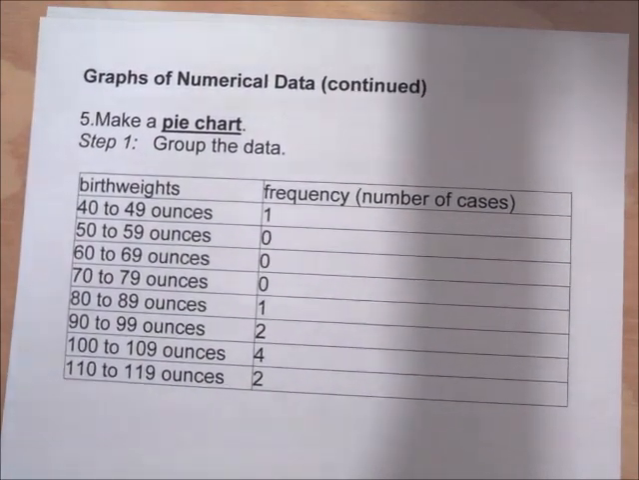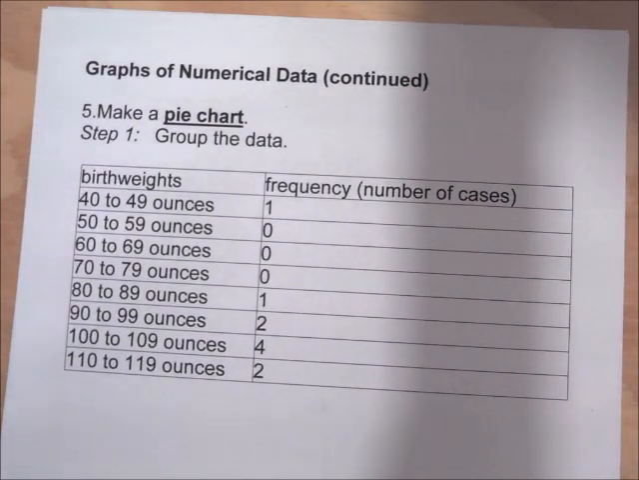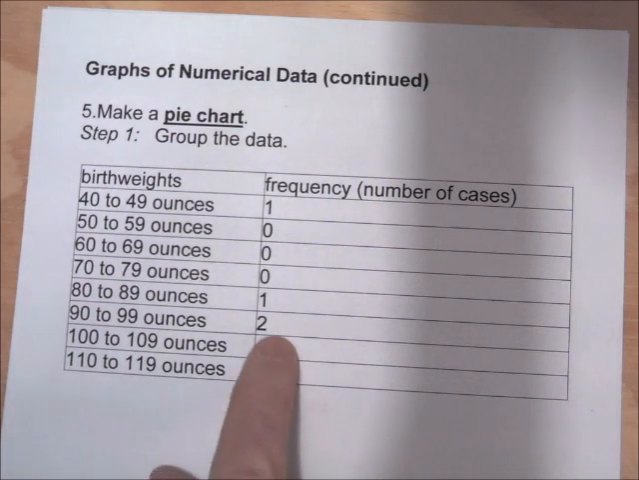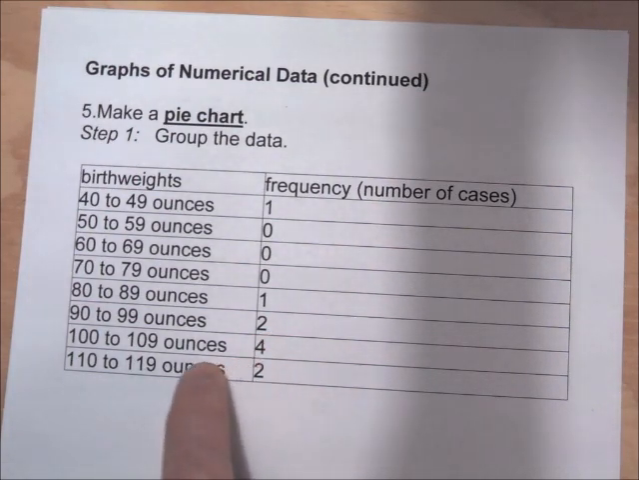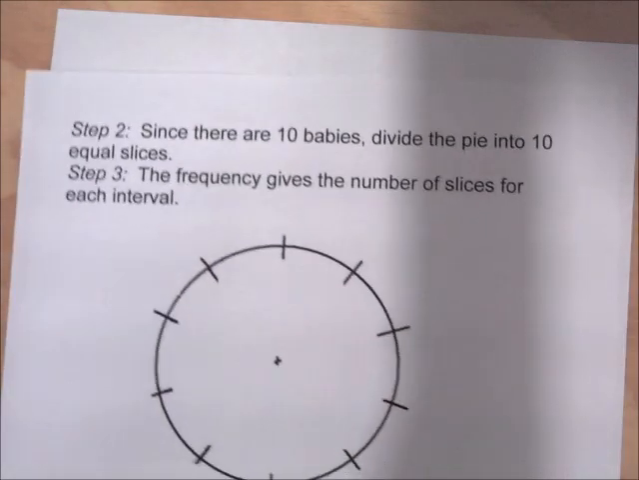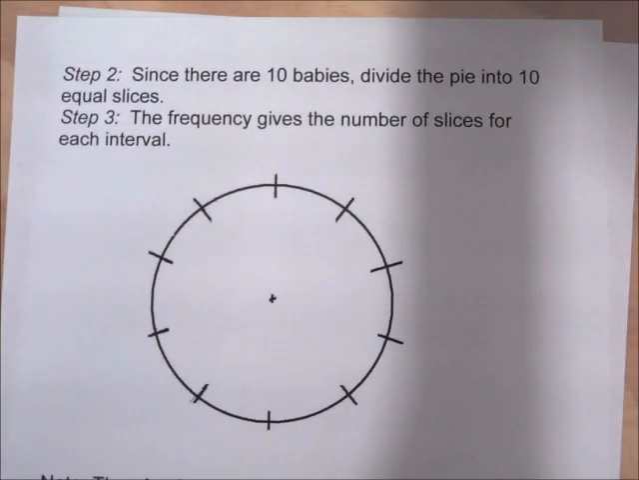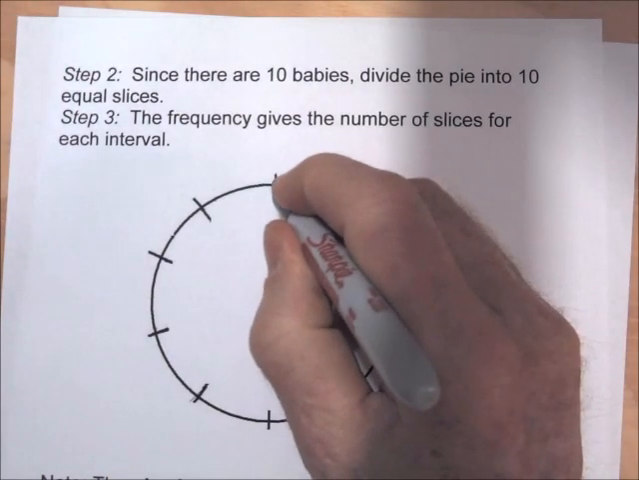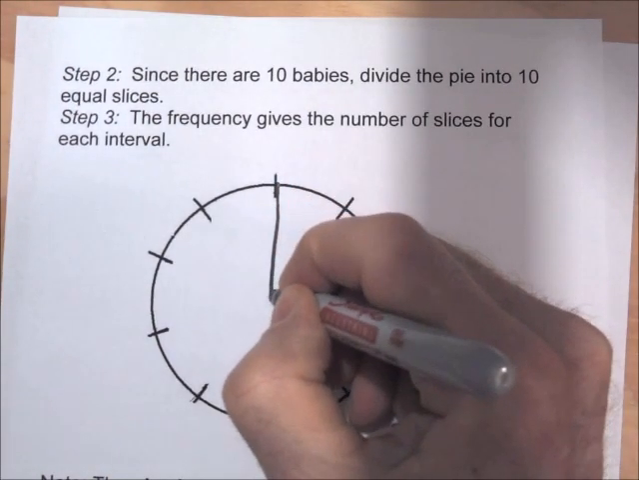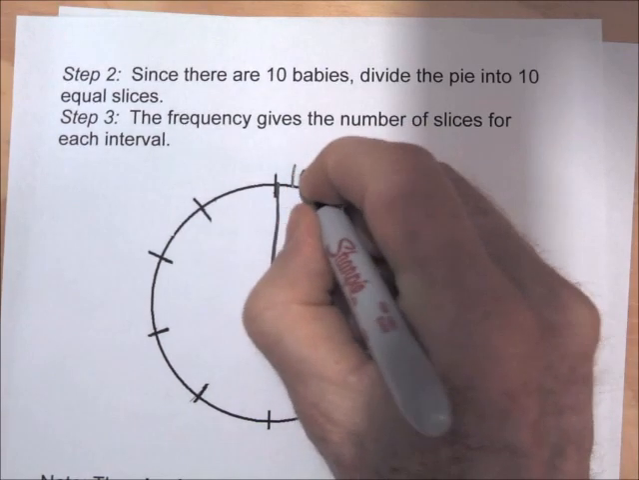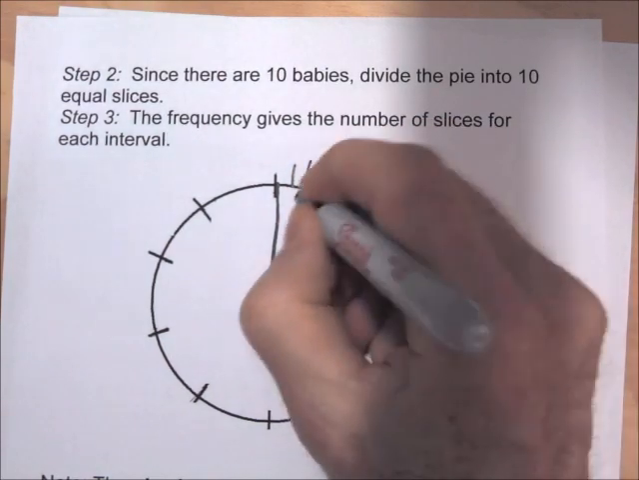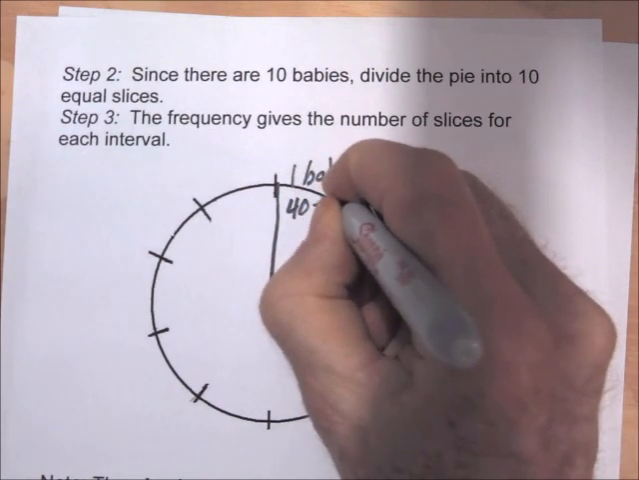You can also do a pie chart. We can use the same grouping we used before. One baby in the 40s, one baby in the 80s, 2 in the 90s, 4 babies between 100 and 109 ounces. And then you want to draw a circle. And I divide the circle into 10 pieces because we have 10 babies. And then there's going to be one slice for each baby. So we had one baby in the 40s, so that's one slice of the pie here. So it's one baby, 40 to 49 ounces.